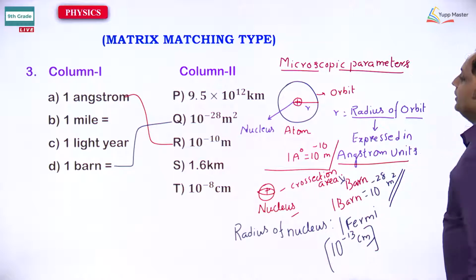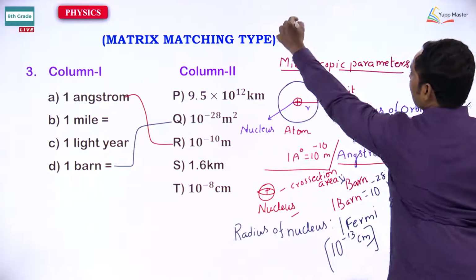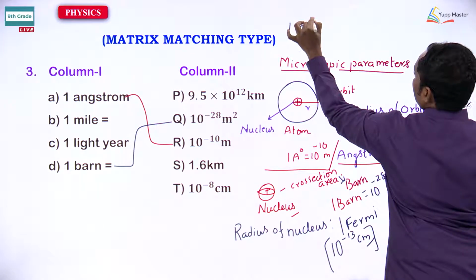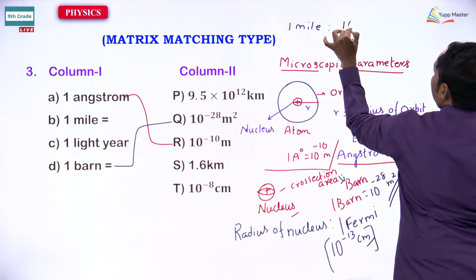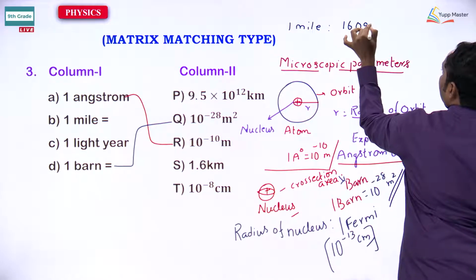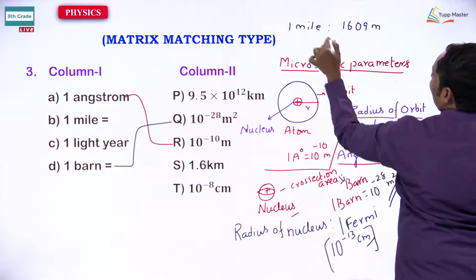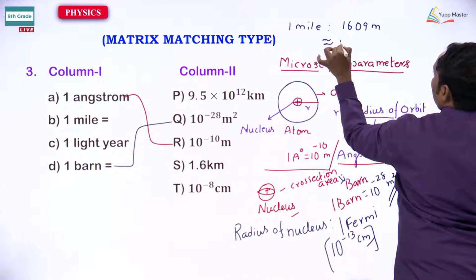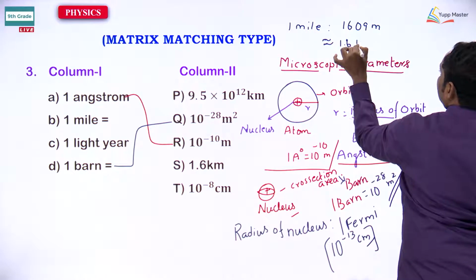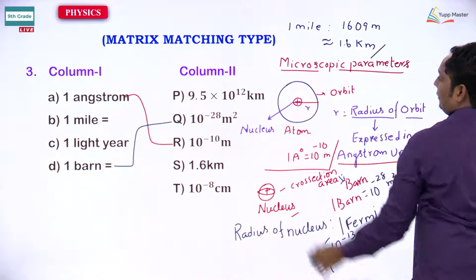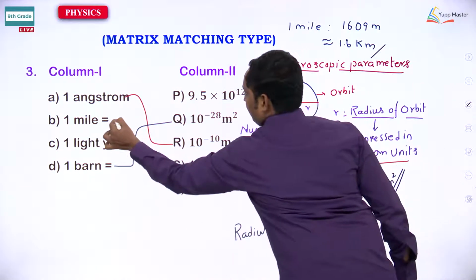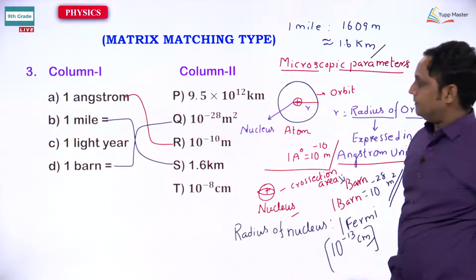So, please note this one, this is also important. 1 mile is going to be 1609 meter, approximately it is going to be 1.6 kilometer. All right, this is the case we are going to discuss.